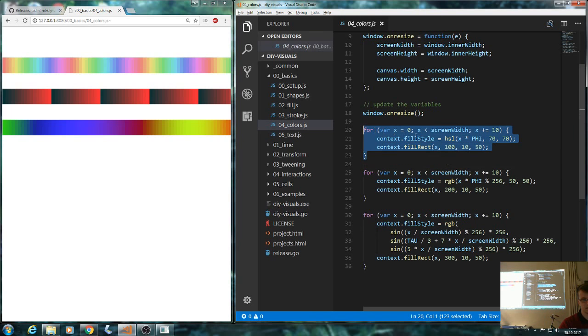So here we just take coordinate x and fill a rectangle every 10 pixels. And here we use hue, which is the x coordinate times some value. Phi is this mathematical number that's quite useful here, and we get this result here.